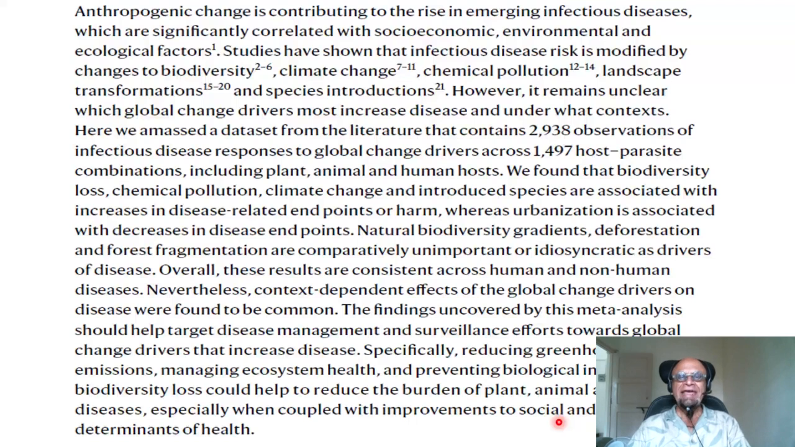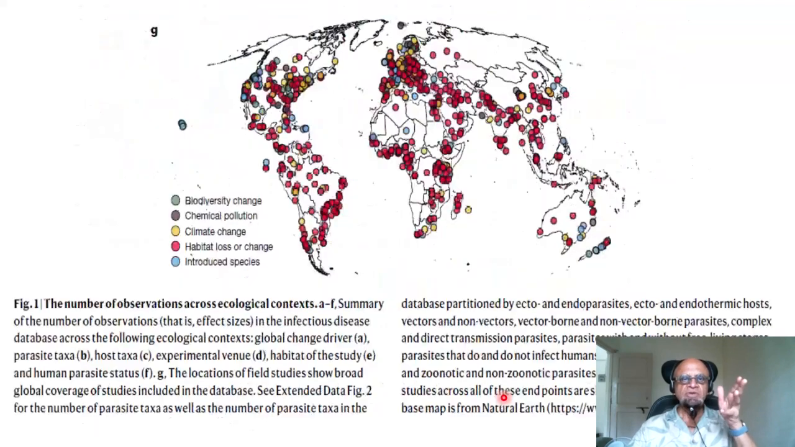So the idea of One Health or planetary health, I have sections on those that give you a sense that this is a good message, because biodiversity loss is an important part of the disease outcome. So is climate change, chemical pollution, and landscape transformation. So One Health wants to worry about animals, humans, ecosystems together, and this says that's the best way to do things, right? So this is a figure.